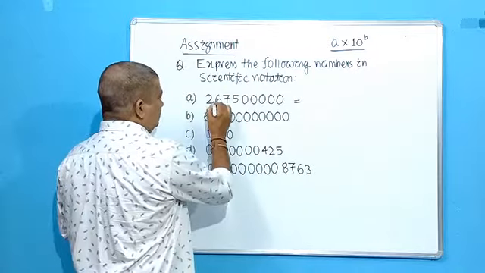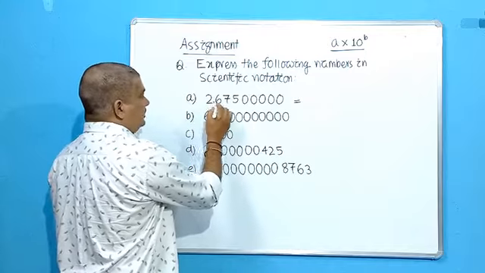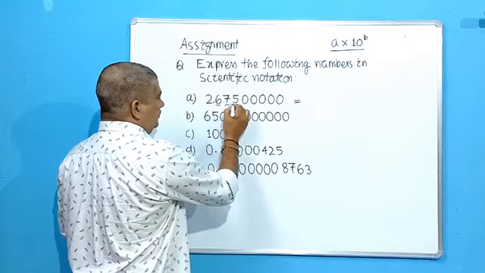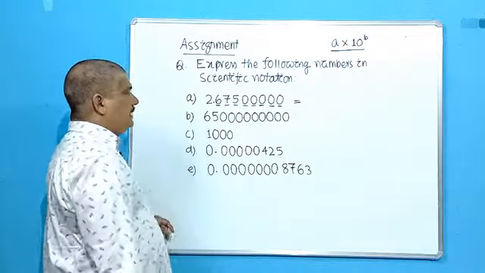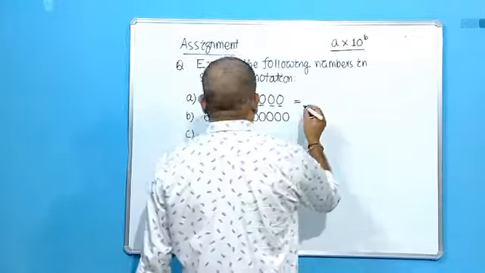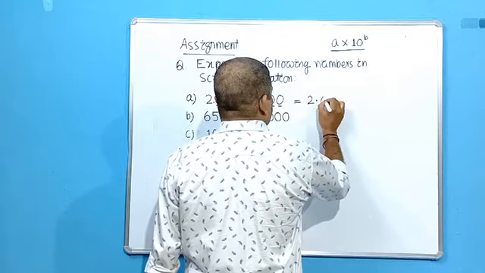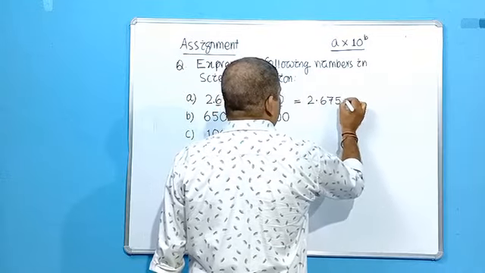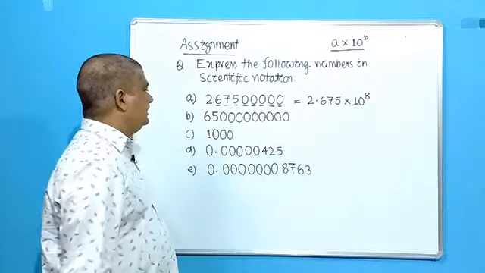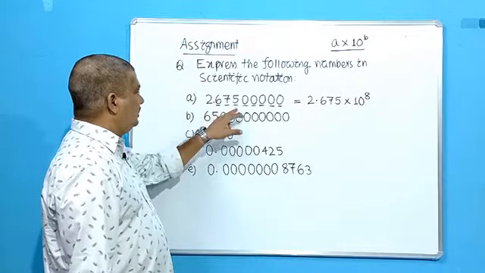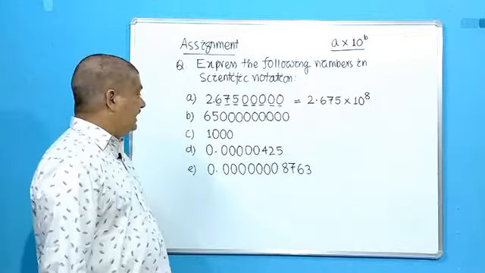You have to just place one digit before the decimal. So the decimal point will be here. How many places are we moving? 1, 2, 3, 4, 5, 6, 7, 8. So we are moving 8 places to the left. To the left means it will be positive. So 2.675 into 10 to the power of the number of places we have moved, 8. So 2.675 into 10 to the power 8.